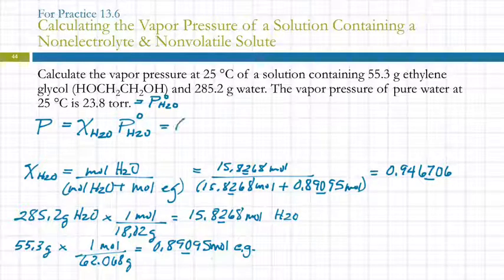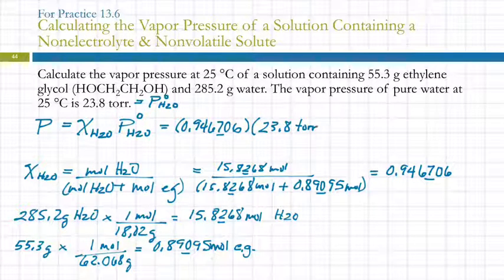So we're going to put that in here: 0.9467006 times the vapor pressure of pure water, 23.8 torr. That gives 22.5.